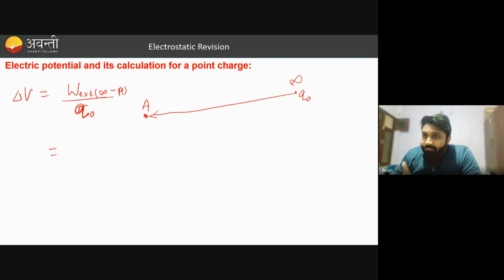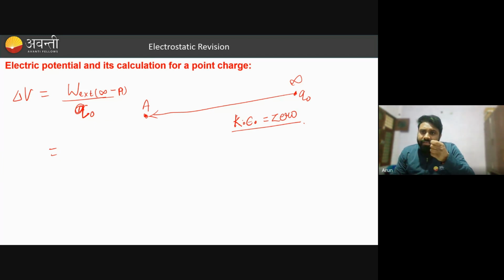there is one very important condition: the kinetic energy through the entire journey will remain 0, which means we are taking this point charge very slowly to the point A. Infinitesimally slow this process will be, so that it will not accelerate, because if it is accelerating, the entire system will change, the entire balance of energy will be disturbed, and we cannot say that this is the exact potential of this particular charge. Got it?